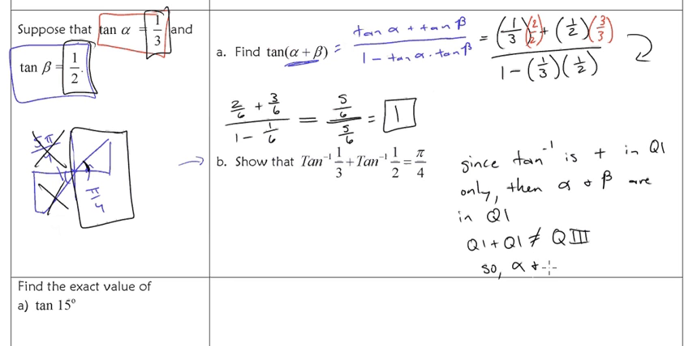So alpha plus beta equals, well, what was our reference angle back here? It has to be pi over 4. All right, hope that helps and hope that makes a bit of sense, and see you in the next video.